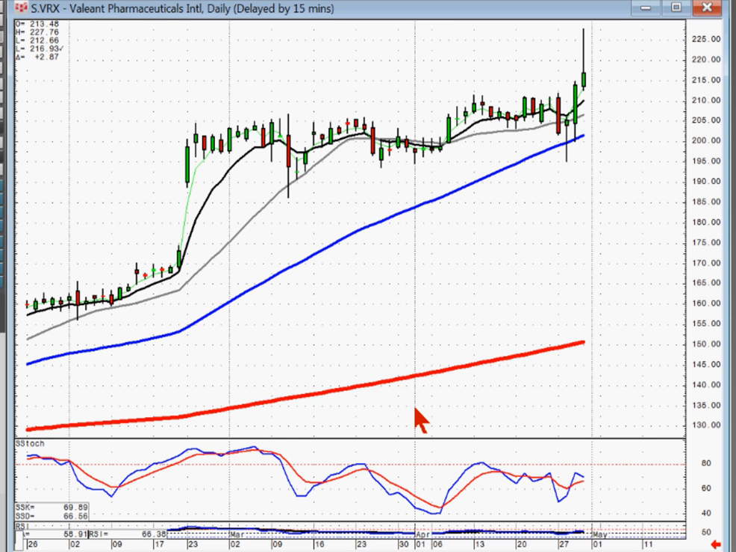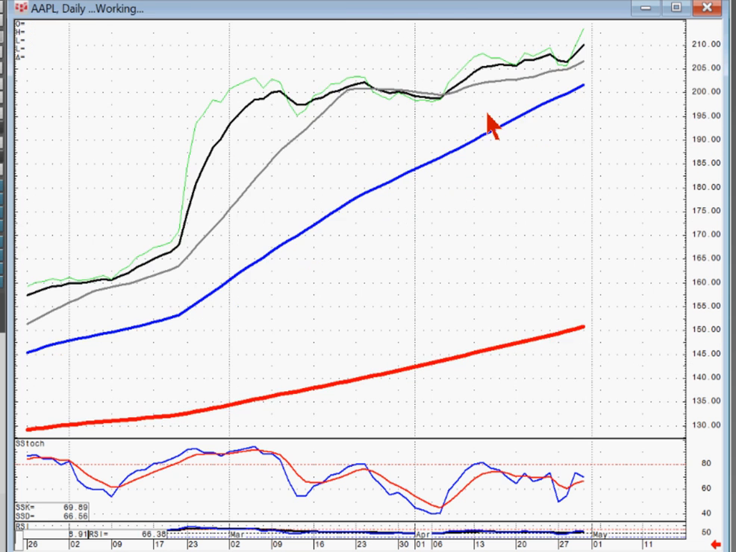VRX, you can be buying this one. It's got that little mini scoop pattern. There's your morning star signal right off the 50. You can be buying this one on positive trading. If I was buying this one on positive trading, then I just use the T-line as my stop. It shouldn't trade back below that level.